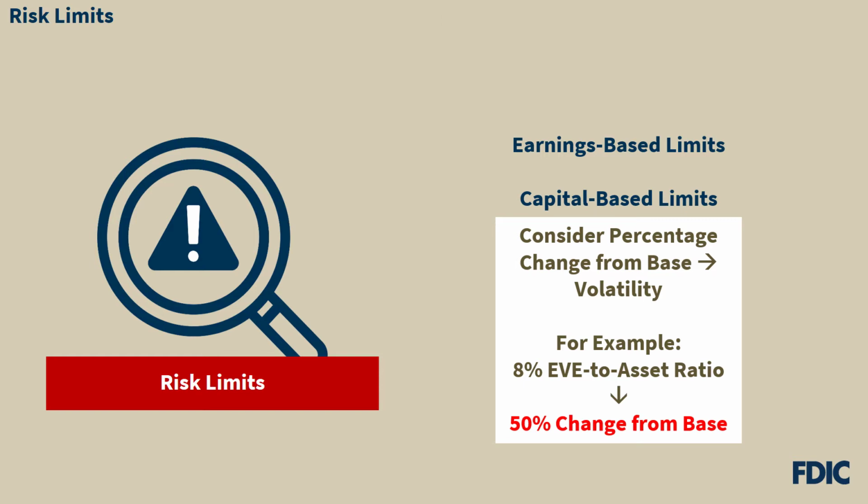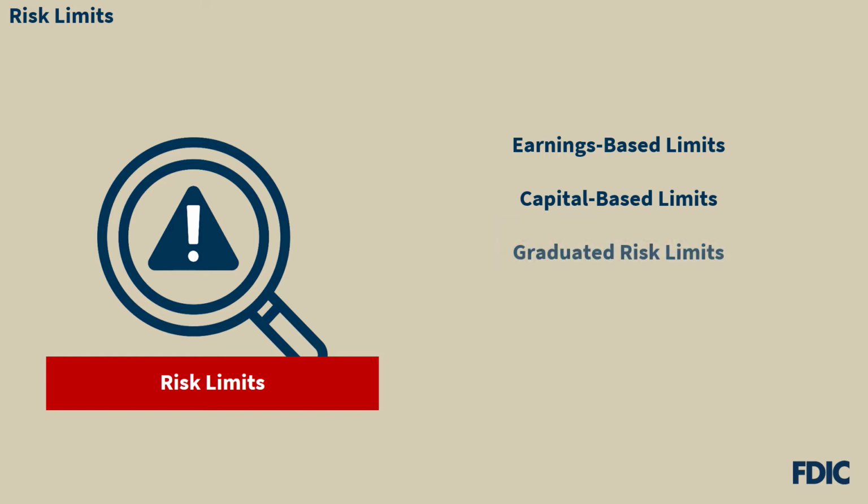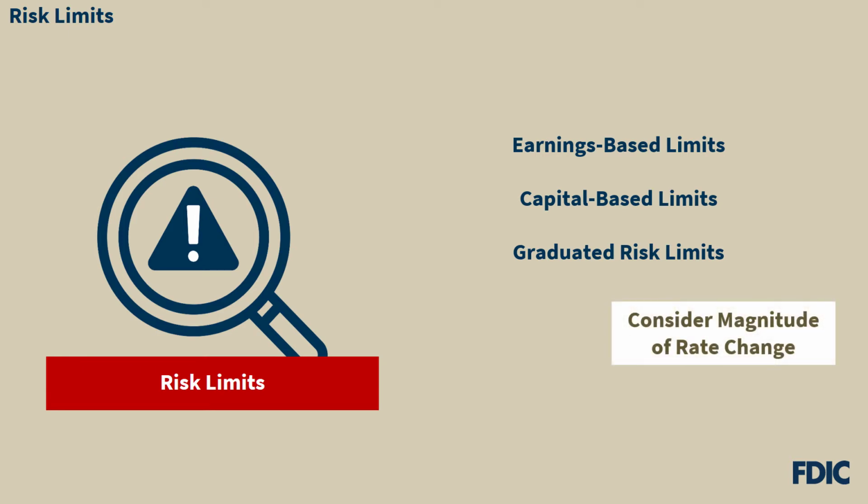Finally, effective management teams establish graduated risk limits. They don't rely on a single limit. Risk limits typically vary depending upon the magnitude of interest rate changes and include severe stress scenarios. For example, bank management might set a risk limit of 15% for a 200 basis point shock, and a 25% limit for a 400 basis point shock. The limit is graduated, since the limit moves higher as the severity of the shock increases.